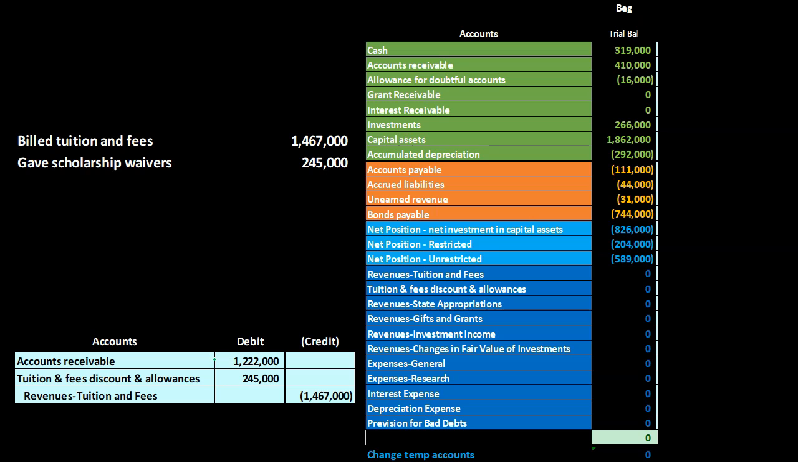However, we're going to be reducing it by the amount of scholarship waivers. If there's a scholarship, then obviously we're not going to collect on it. We're going to reduce the receivable by that. Therefore, the receivable is the $1,467,000 minus the $245,000. Then the credit is going to go to the full amount that we billed for tuition and fees, the $1,467,000. The difference between the two is what we're going to record in tuition and fees, discount, and allowances. So let's see what that looks like when we post it out.